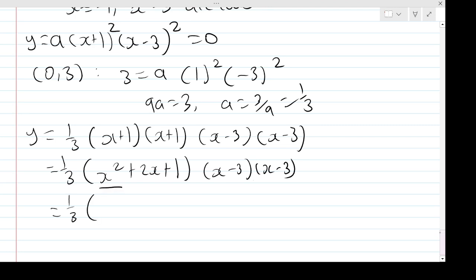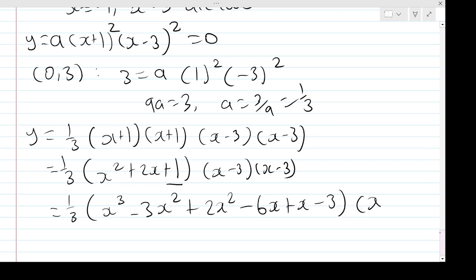So that'd be a third of, firstly, x squared times x is x cubed. Then x squared times minus 3 being minus 3x squared. Then I deal with the 2x term here. So 2x times x would be plus 2x squared. Then 2x times minus 3 would be minus 6x. Then I have plus 1 here. 1 times x is plus x. And then 1 times minus 3 would be minus 3. And then the last factor, x minus 3 at the end.